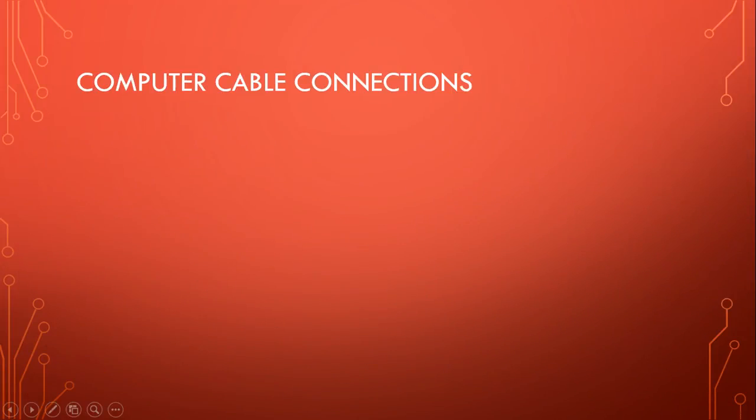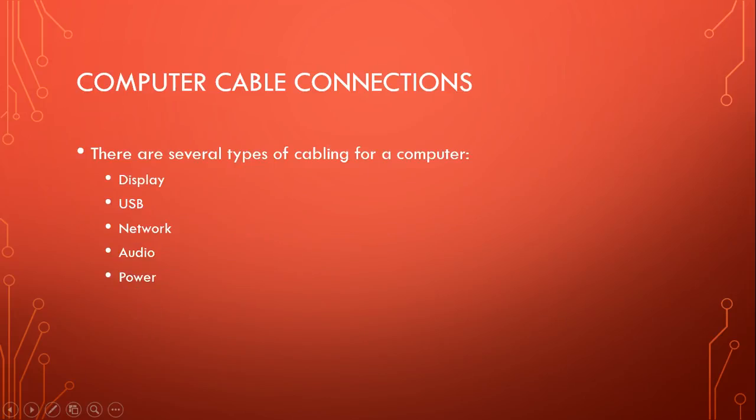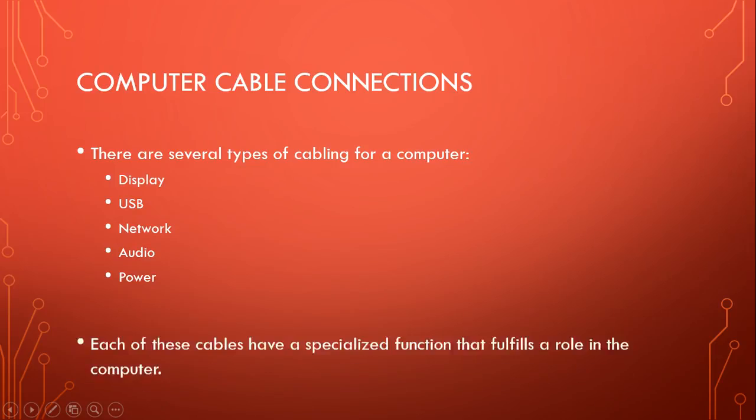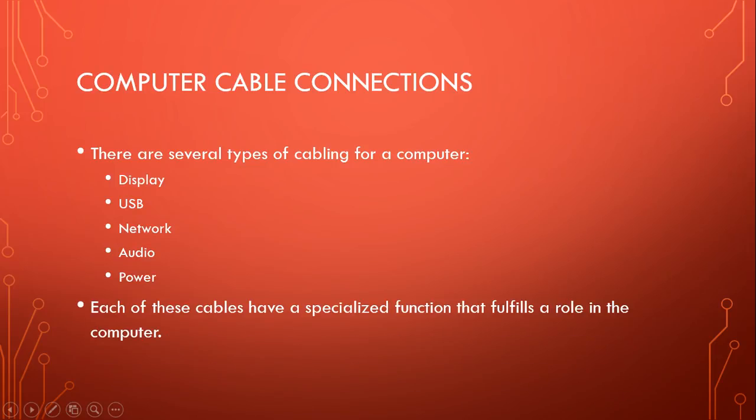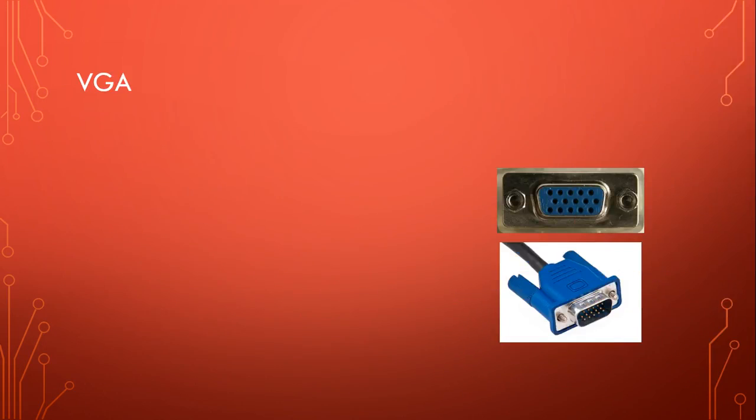So let's start by first discussing some computer cable connections. There are several types of cabling for a computer. You have display connections, USB, network, audio, power, etc. And this is not everything, but these are just some general common ones. Now, each of these cables has a specialized function that fulfills a role in the computer. So let's start first with the VGA.